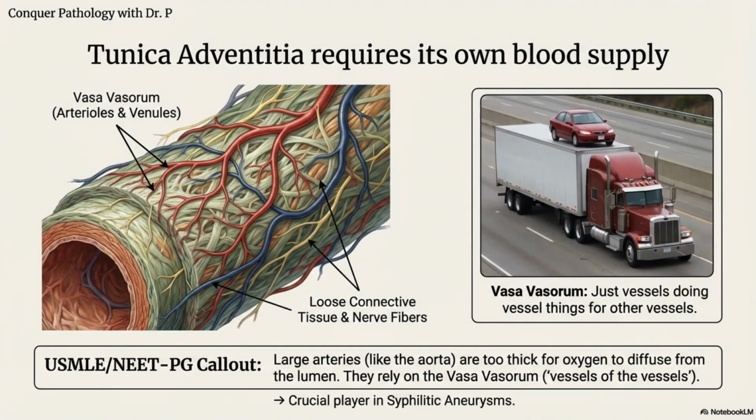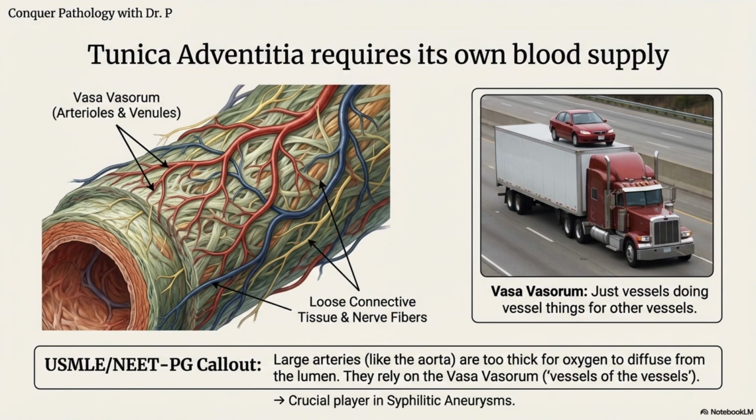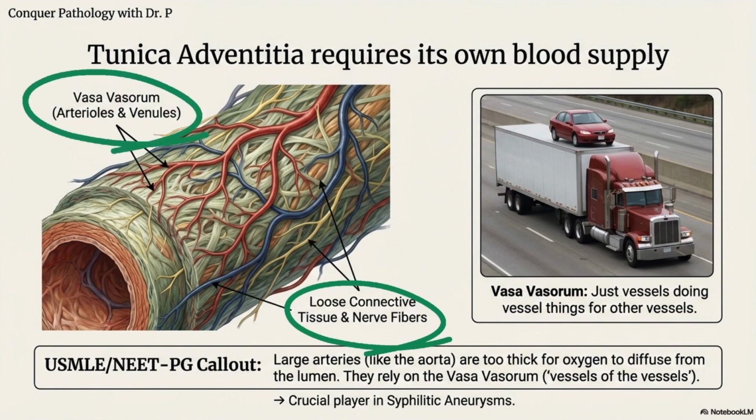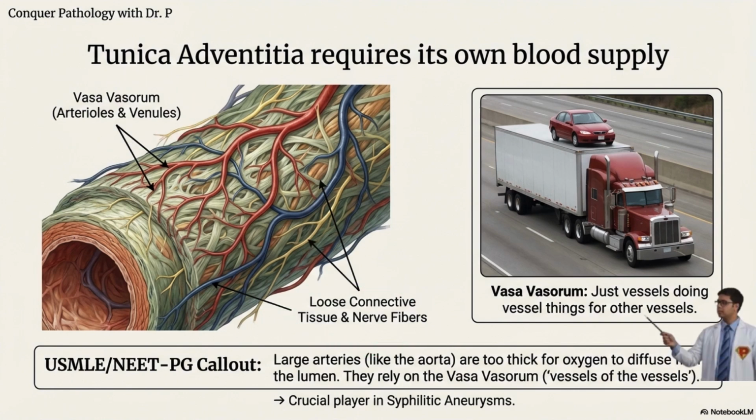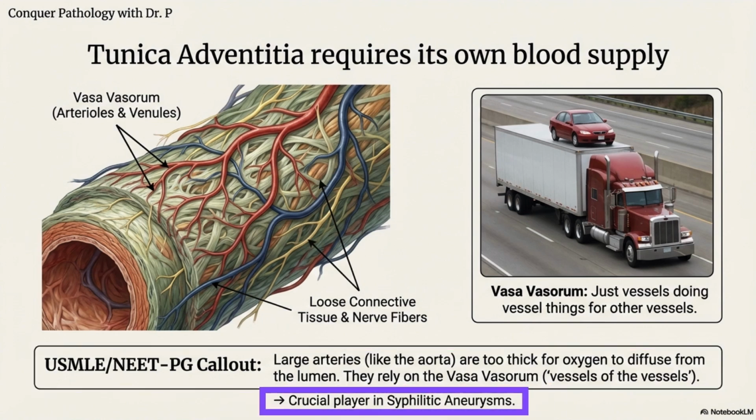Next up is the outer envelope. Look closely at this slide. The tunica adventitia requires its own blood supply. It's made up of loose connective tissue and nerve fibers, and importantly, the vasa vasorum, which are tiny arterioles and venules. Like the slide says, the vasa vasorum is just vessels doing vessel things for other vessels. Now look at the bottom of the slide for our major USMLE NEET-PG callout. Listen closely to this. Large arteries like the aorta are too thick for oxygen to diffuse from the lumen. So what do they do? They rely on the vasa vasorum, the vessels of the vessels. Why is this highly tested? Because it is a crucial player in syphilitic aneurysms.